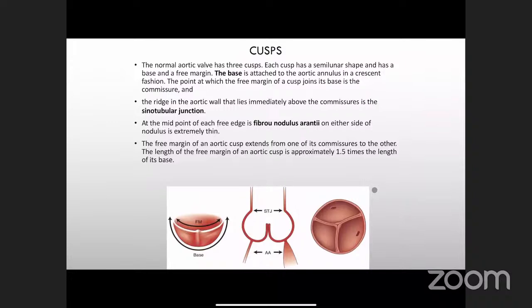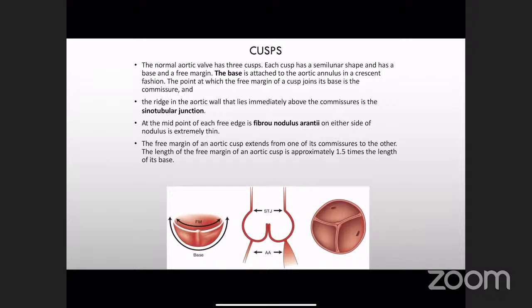The cusps: the normal aortic valve has 3 cusps. Each cusp has a semilunar shape and has a base and a free margin. The base is attached to the aortic annulus in a crescentic fashion. The point at which the free margin of the cusp joins its base is the commissure, and the ridge of the aortic wall that lies immediately above the commissure is the sinotubular junction. At the midpoint of each free edge is a fibrous nodule, the nodulus of Arantius. On either side of the nodule, the cusp is extremely thin.